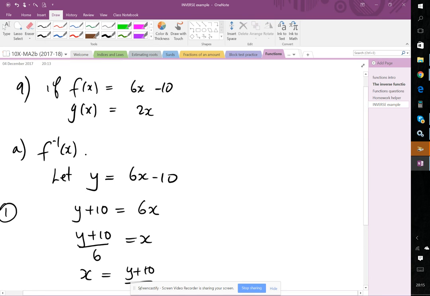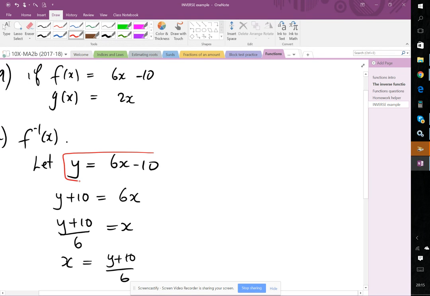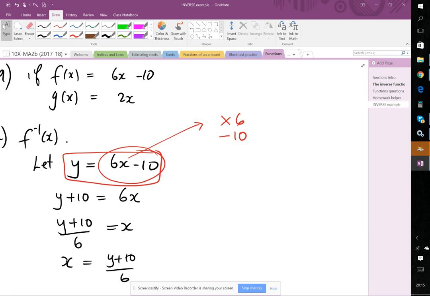Now, another way of thinking about that is if we're trying to find the inverse of this, we can think, well, what do I do to my x to construct this function? Well, I multiply it by 6, and then I subtract 10. Remember when we did this construction method for solving? Well, to find the inverse, if I start with x and do the opposite and backwards like we did before, we add 10 to the x, and then we divide by 6.